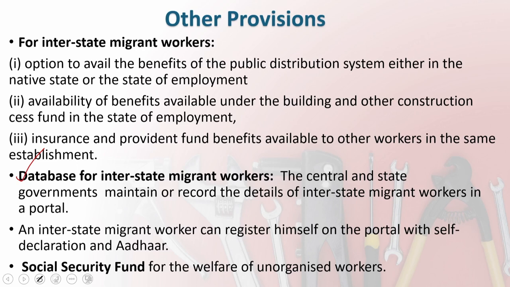And finally, there is the displacement allowance, which I've already talked about in the previous discussion. The 2019 bill required contractors to pay a displacement allowance to interstate migrant workers at the time of their recruitment, which I think was equivalent to 50% of the monthly wages. So the 2020 bill removes this provision. This is something which is fundamentally beneficial or encouraging for the employer as well.